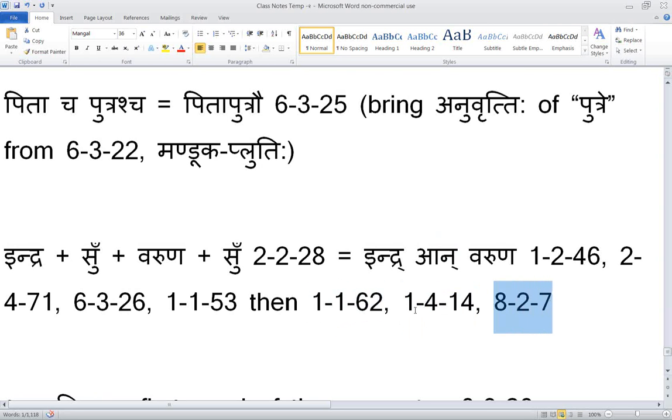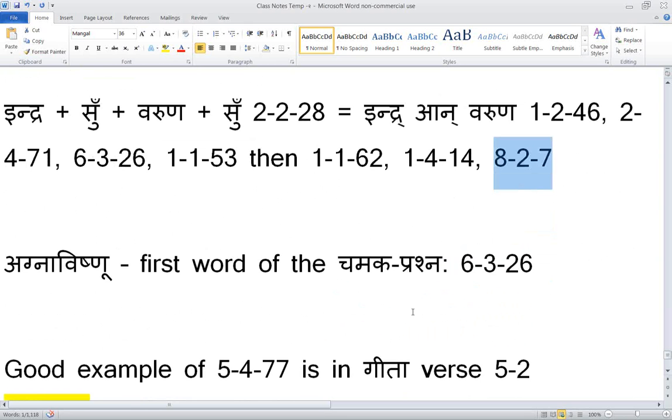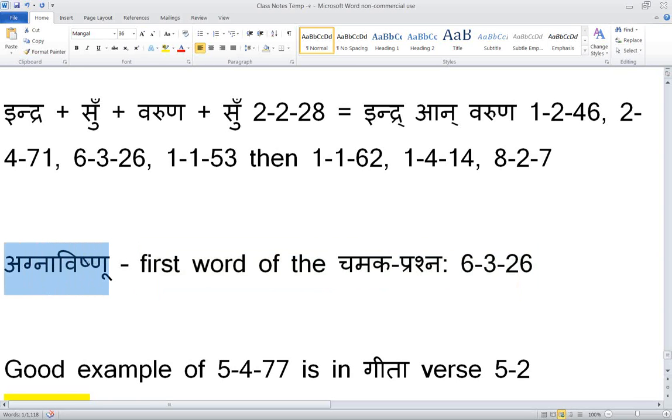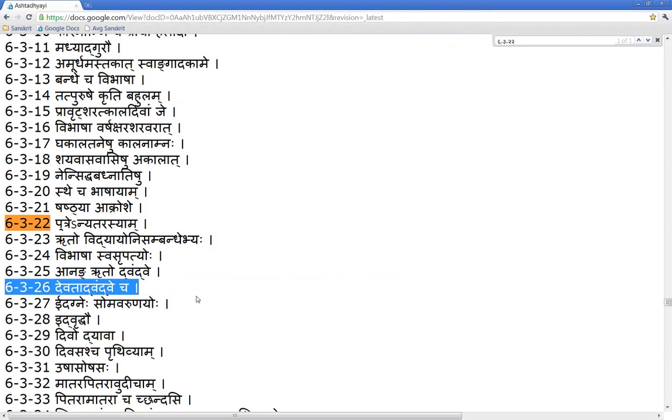Here, Indra Varunau. And I told you in the Chamaka Prashnaha, Agna Vishnu Sajosha Sema Vardhantu Vangiraha. Agni becomes Agna Vishnu. Very first in the Chamaka Prashnaha is Agna Vishnu. When you listen to Chamaka being chanted, or when you chant it yourself, and you say Agna Vishnu, remember this sutram 6326. I don't think we have this in the Gita, but this one is Devata Dvandve Cha.